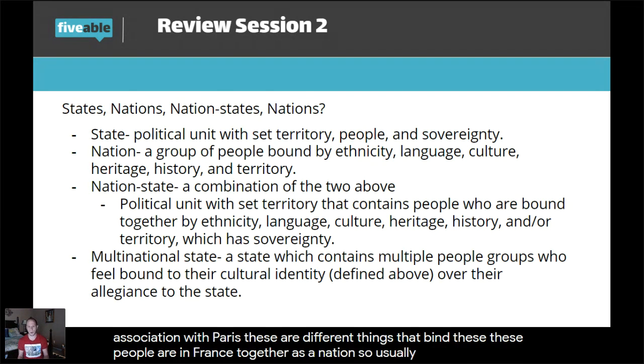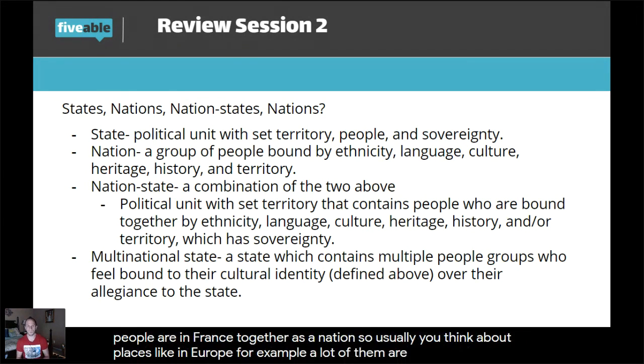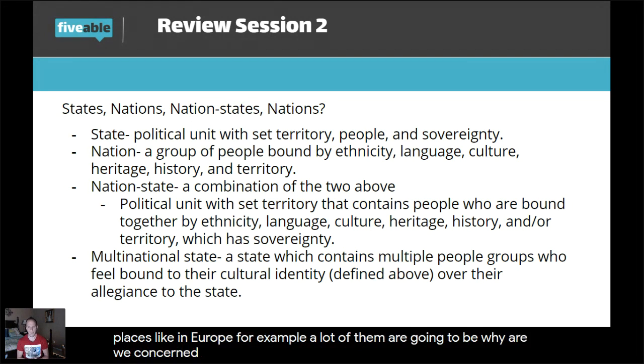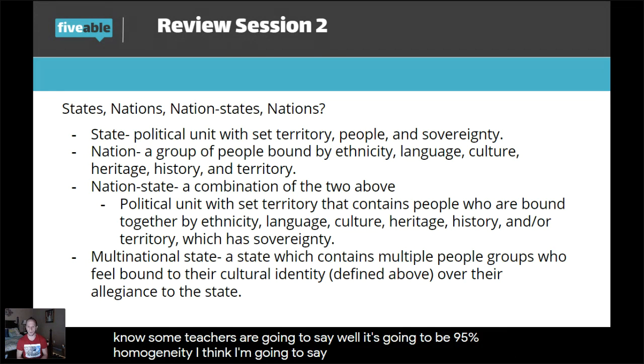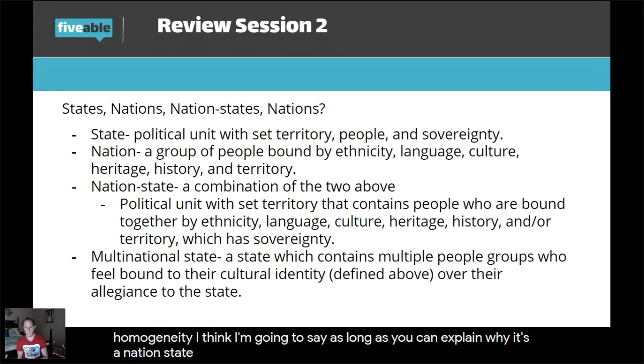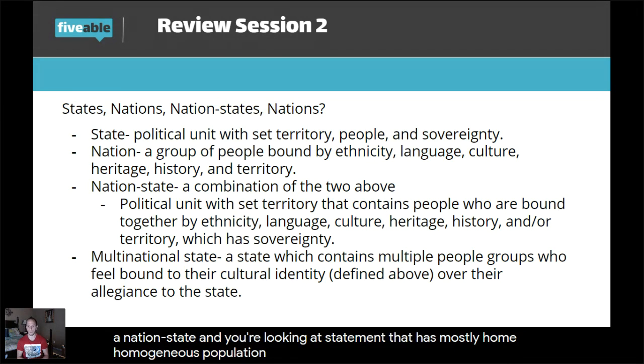So usually you think about places in Europe, for example, a lot of them are going to be what I would consider nation states. There are some teachers who are going to say it's got to be 95% homogeneity. I think I'm going to say, as long as you can explain why it's a nation state, and you're looking at a state that has a mostly homogeneous population, then you're going to hit the mark pretty good. Okay, Denmark, Italy. These are all examples of nation states in Europe.